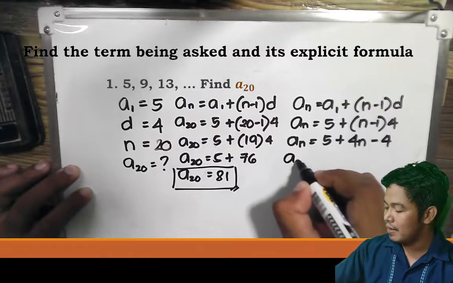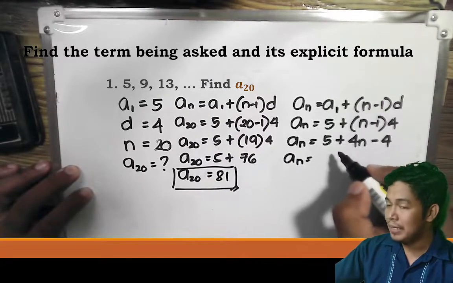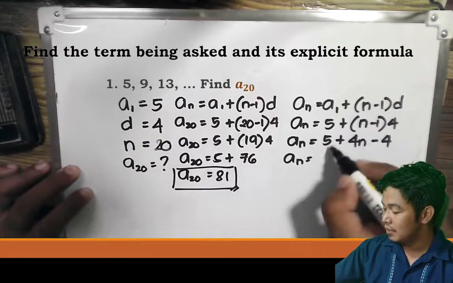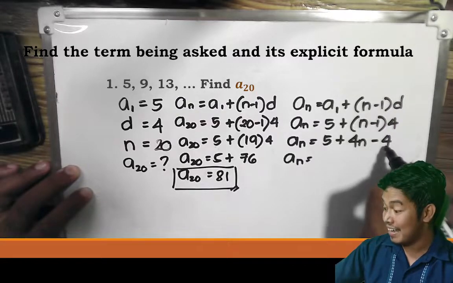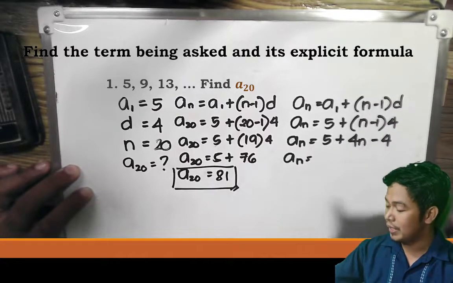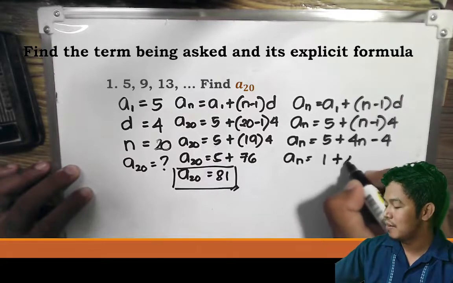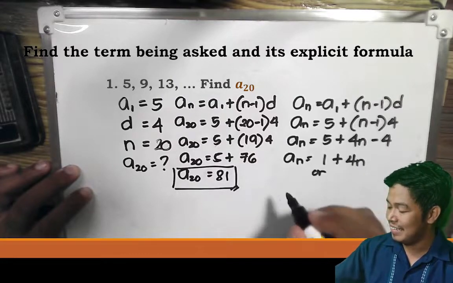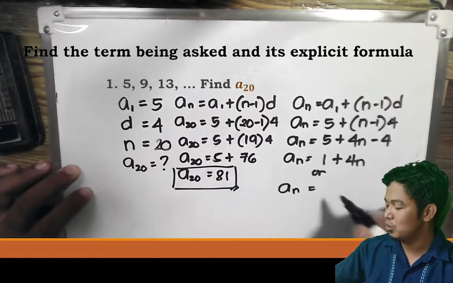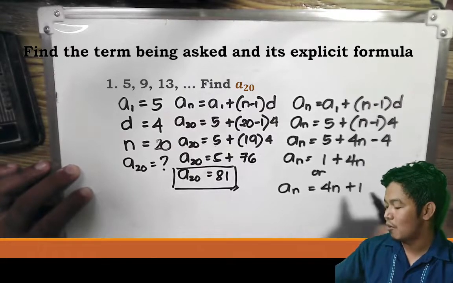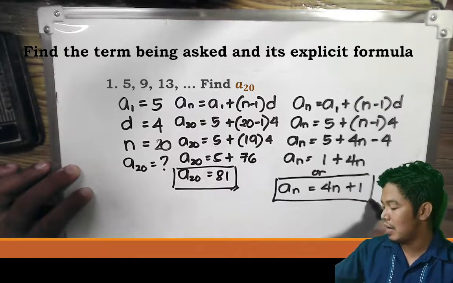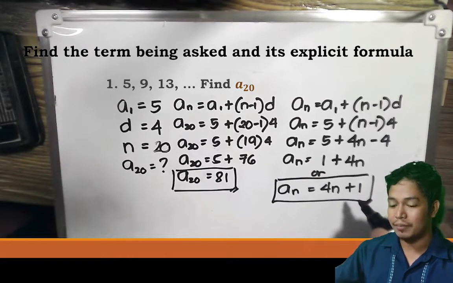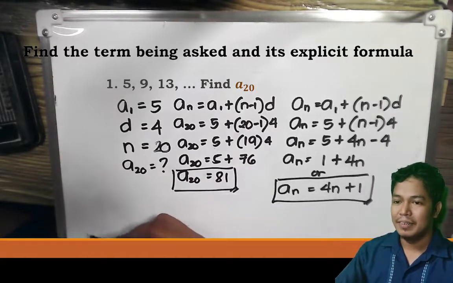Now a sub n is equal to, we need to combine like terms, or the constants of this equation. So 5 and negative 4 can be combined. So 5 minus 4 is 1 plus 4n. Or we can restate it into a sub n is equal to 4n plus 1. So the explicit formula is a sub n is equal to 4n plus 1. Okay? Next number.